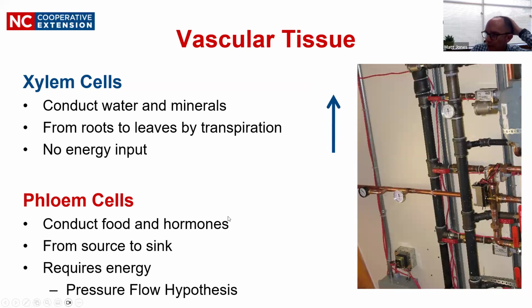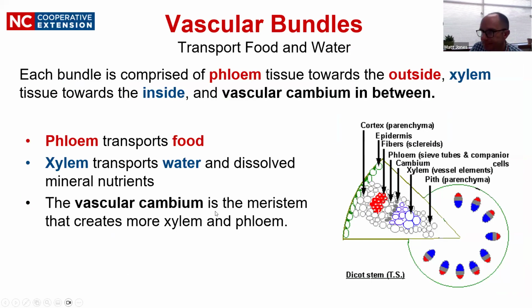And then phloem cells are what move the food made in photosynthesis from where it's made to where it's needed, and therefore, that can go in any direction potentially. However, this does work through another mechanism called the pressure flow hypothesis, and that does require energetic input from the plants to move food around. Again, just to emphasize this, because this is an important concept.